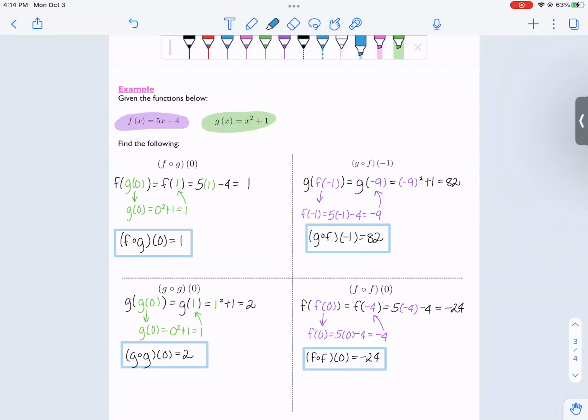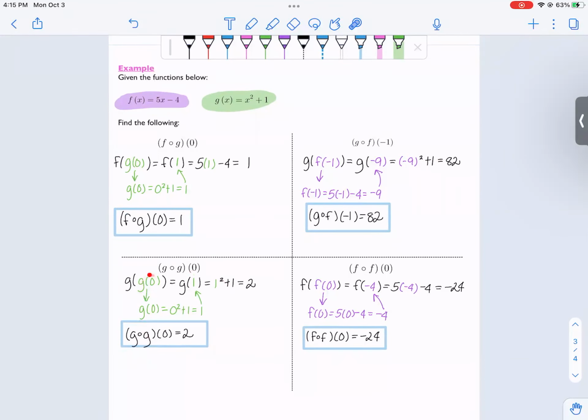All right, so I have finished up these compositions. Here with g composed with f of -1, I'm plugging -1 into the function f. That's this guy here. So 5 times -1, that'll be -5. -5 minus 4 is -9. I'm replacing f of -1 with -9, just a direct replacement. Then I'm plugging -9 into the function g. Coming up here, g is the function x squared plus 1. So I did -9 squared, which is 81 plus 1, and get 82.